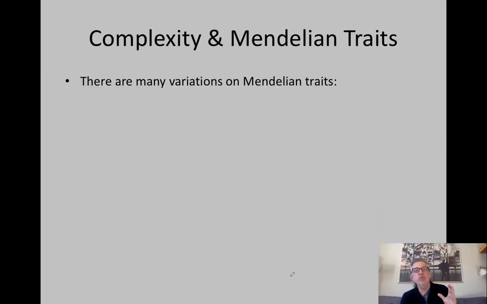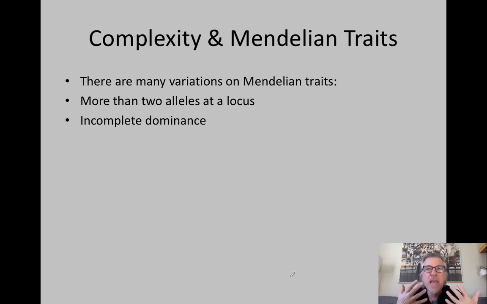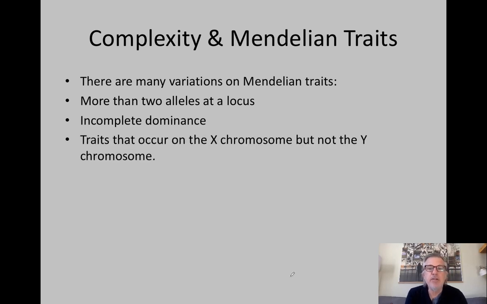In this unit, we're going to see that there are many variations on Mendelian traits, and they are important to learn. So we're going to learn about what happens when there are more than 2 alleles at a locus. We're going to learn about incomplete dominance, where the 2 traits can either mix with each other or behave as if they're both dominant, and we can sometimes call that codominance. And we're going to learn about traits that occur on the X chromosome but not on the Y chromosome. That's going to be our agenda for the next 2 weeks.